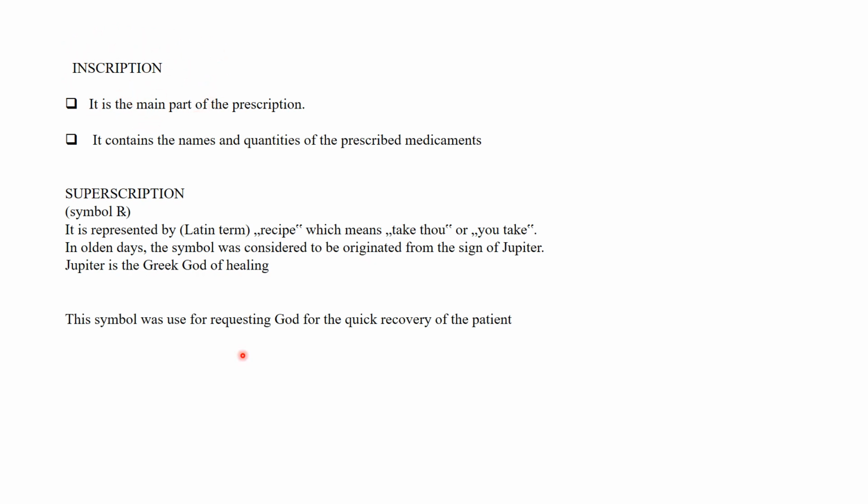First one is inscription. Inscription is the main part of the prescription. It contains the name and quantity of the prescribed medicament. Second one, the superscription. The superscription is represented by the Latin term 'recipe', that is 'you take'. In older days it originated from the sign of Jupiter. This symbol was used for requesting the god for quick recovery of the patients.